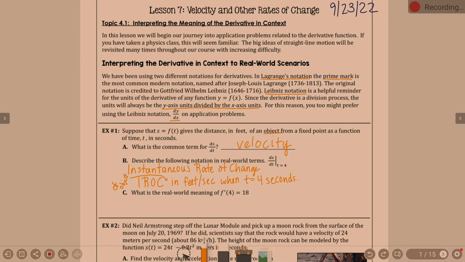Thoughts on C? What does f prime of 4 equals 18 mean? The only tweak that I would make is to throw in the word velocity there. So when t equals 4 seconds, the velocity of the object is 18 feet per second.